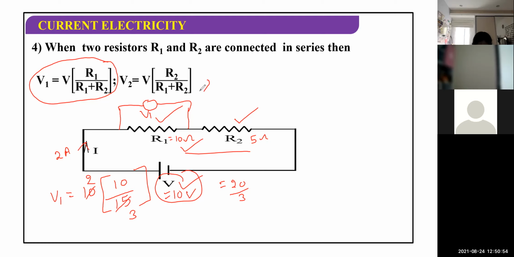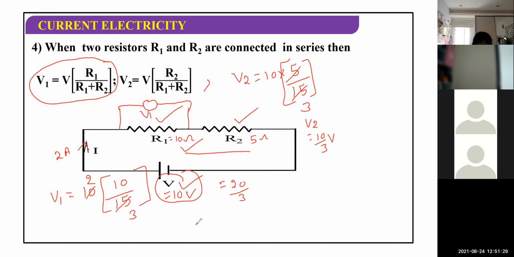How to find the value of V2? This V2 is equal to again 10 multiplied by R2. What is R2 now? 5. Remember, children, the result you have to remember here is R2 in the numerator, and again in the denominator R1 plus R2, which will be the same. If you do the calculation, 5 ones are 5, 5 threes are 15, 10 by 3. So I'm getting V2 equal to 10 by 3 volt. You have to write the unit also.